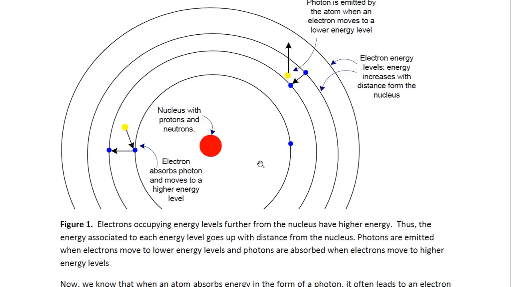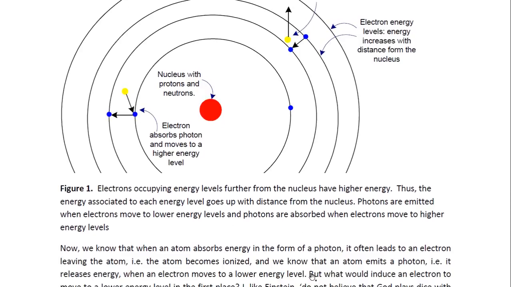And this is also because the energy of the energy levels increases as we move away from the nucleus, so in this direction. So in order for an electron to gain energy to move to a higher energy level, it has to absorb energy in the form of a photon.